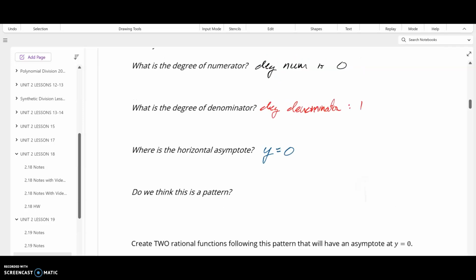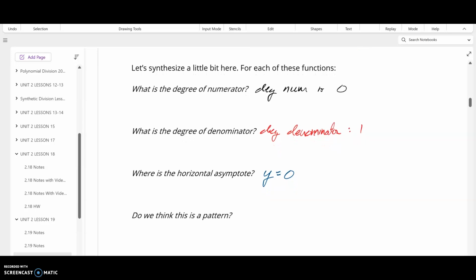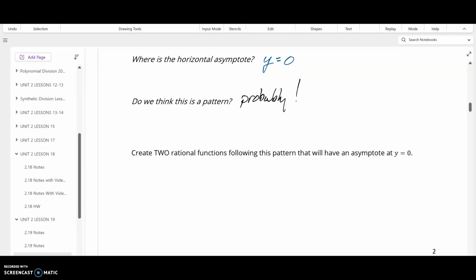Now, do we think there's a pattern? So I have the degree of the numerator being 0 in all of them, the degree of the denominator being 1 in all of them, and they all have the same horizontal asymptote. So is there a pattern? I would say probably. There's probably a pattern here. What we want to do is we want to now create two rational functions that follow this pattern, and we want to make sure that they have a non-vertical asymptote, a horizontal asymptote at y equals 0.